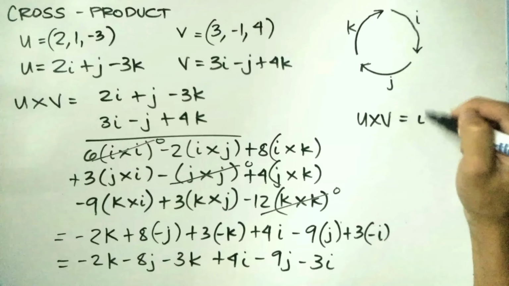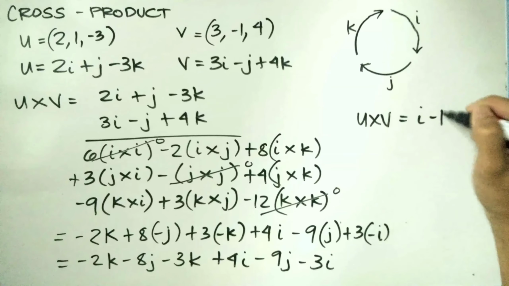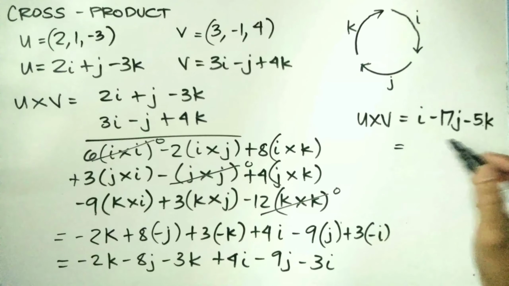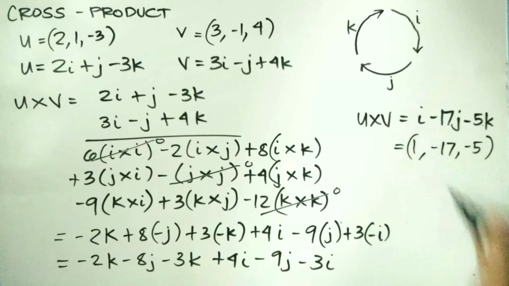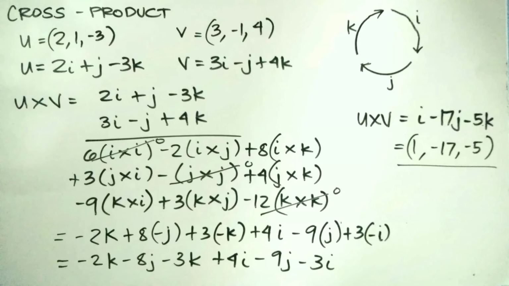minus 3i is simply i. We also have, for j, negative 8j minus 9j is negative 17j. For k, that would be negative 5k. This can also be written as 1, negative 17, and negative 5. Remember that the answer for a cross product should always be a vector, in contrast to the dot product, which has an answer of a scalar quantity.